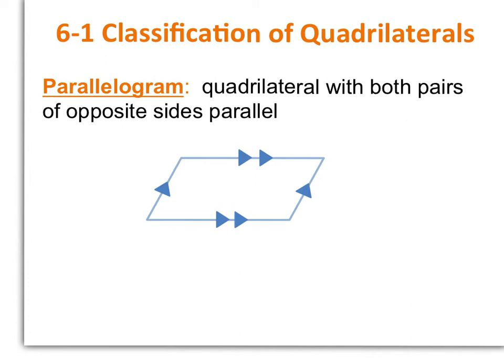Alright, in Chapter 6 we're going to look at different types of quadrilaterals. And in 6.1 we will start with the classification of quadrilaterals. So remember, a quadrilateral is a four-sided polygon. A parallelogram is a quadrilateral with both pairs of opposite sides parallel. And we see in our figure that our arrows show that our two opposite sides are parallel with one another.